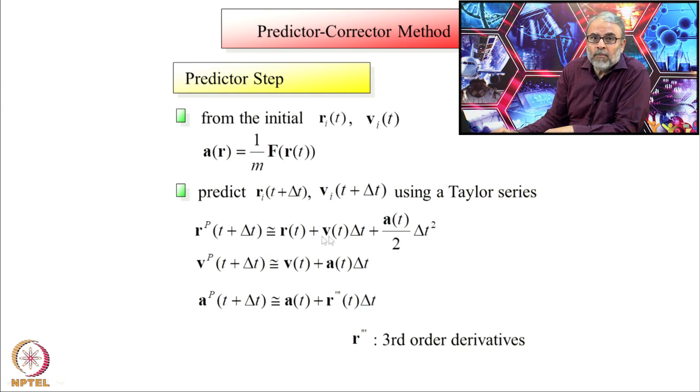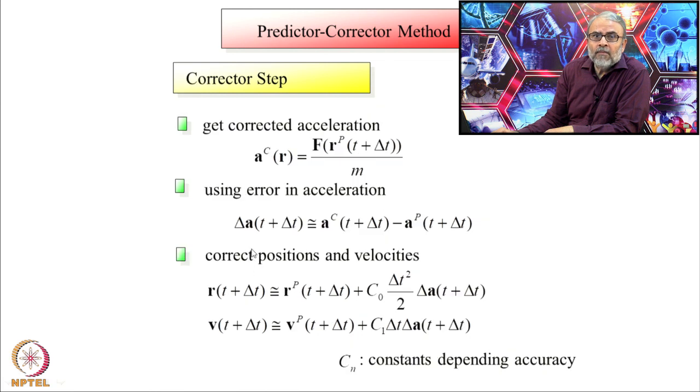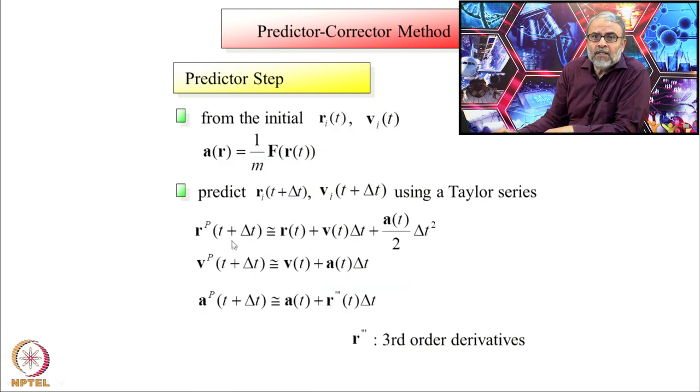So, this is my predicted position, this is my predicted velocity at t plus delta t. The new velocity is current velocity plus acceleration into delta t. What is the predicted acceleration? Present acceleration plus 3rd derivative into delta t. So, to get the new acceleration, I need the 3rd derivative of position with respect to time.